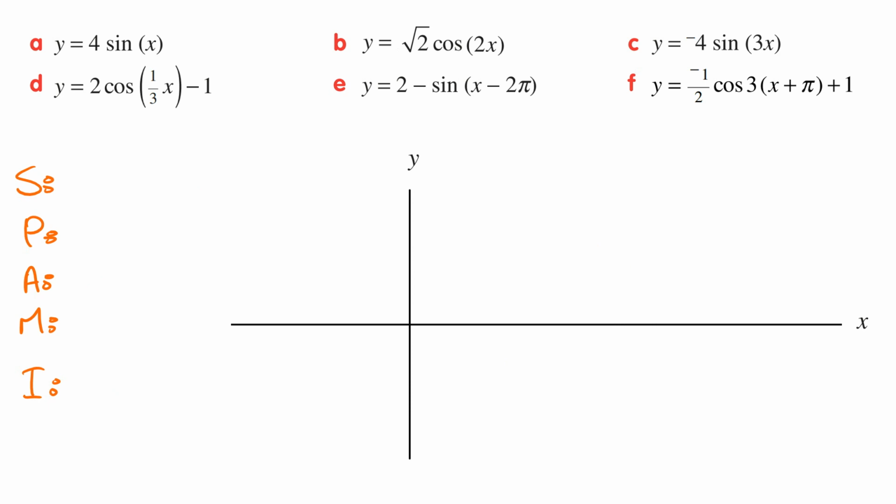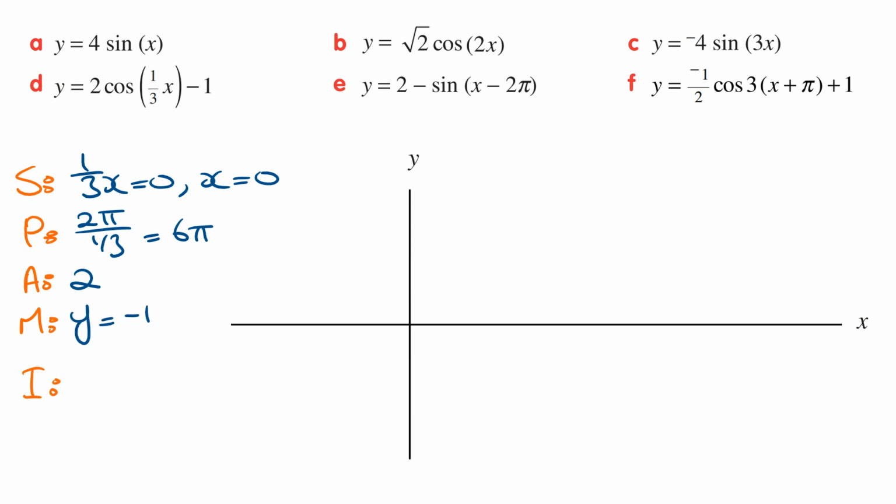Part D, y is equal to 2 cos a third of x minus 1. For the starting point, we let whatever's inside the brackets equal 0 and then solve for x. And so a third of x is equal to 0, solving for x, x is going to equal 0. The period is going to be 2 pi on 1 on third, which is the same as 2 pi times 3 on 1, which is equal to 6 pi. The amplitude is going to be 2. This time, the midline is going to be the line y is equal to minus 1.